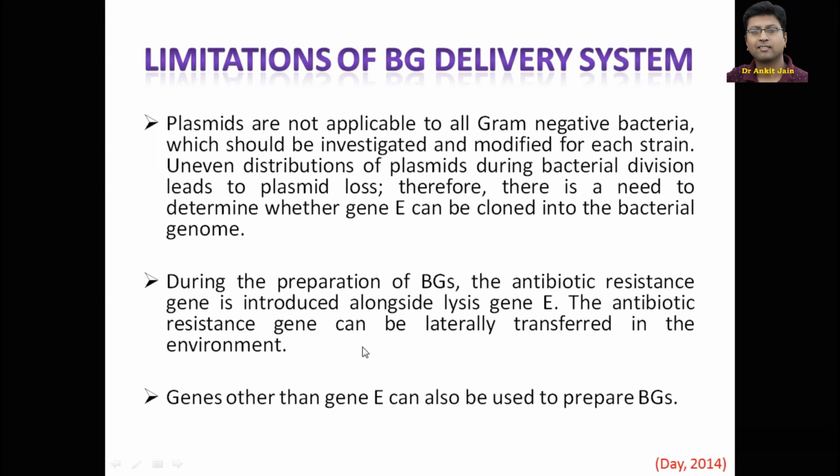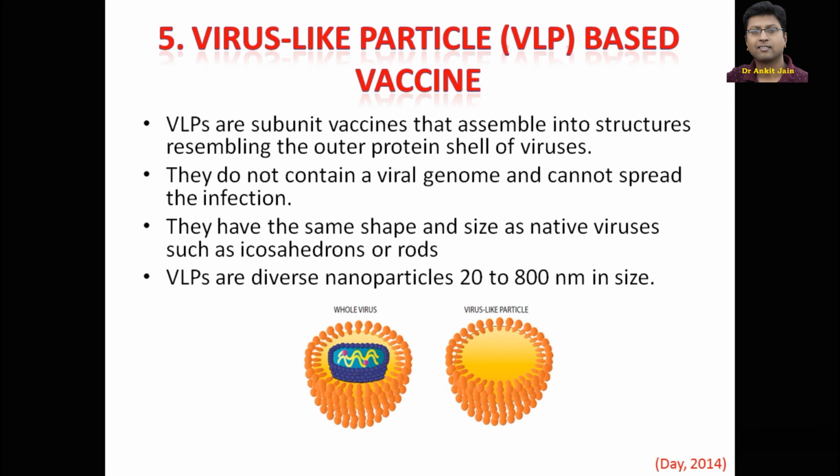The second one is that during the production of the plasmid in a BG system, an antibiotic resistance gene is used, and this antibiotic resistance gene is transferred laterally in the environment, and it will again create different AMR situations. Genes other than gene E can also be used to prepare BGs. So this is again a limitation, that only gene E cannot produce pores in the gram-negative bacteria.